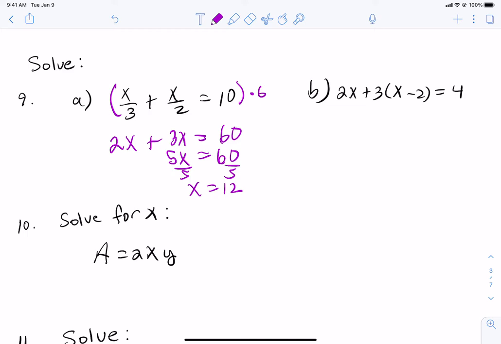Let's take a look at 9b. Now, this one is a little more complicated because we have x's in a variety of places. So let's see what we can do as a trick to help us. Earlier, we had some problems with the distributive property, and this was a good time to use that. Let's take this 3, and let's distribute it. Now, the 2x isn't changed, but we're just going to take the 3 and multiply it. So we're going to get 3x.